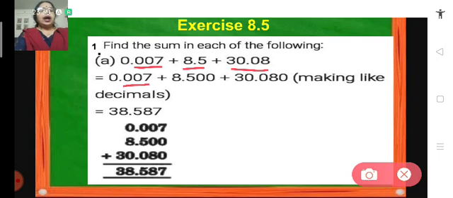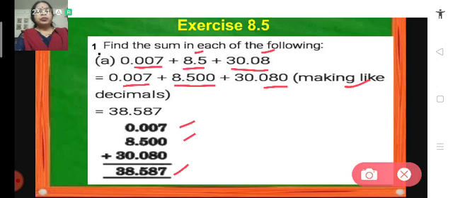0.007. So the other decimals also we will make up to 3 decimal places by adding 0. So 8.5 becomes 8.500. We have added 2 zeros here. Then 30.08 we make it 30.080 in order to make them like decimals. And when we add them, what do we get? We get 38.587. How have we added them? See, we have to first arrange them according to their place values, and then we can add them from the very right. That means from the thousandths place we start adding.